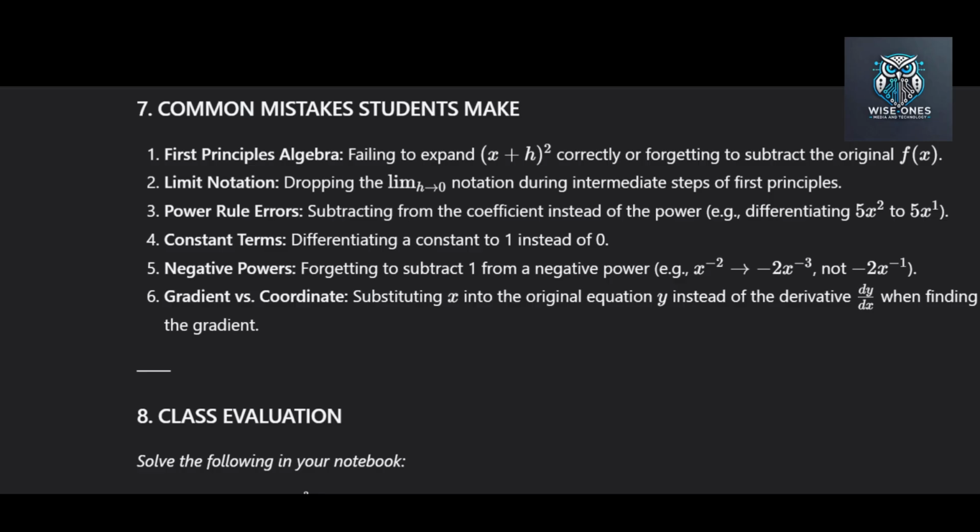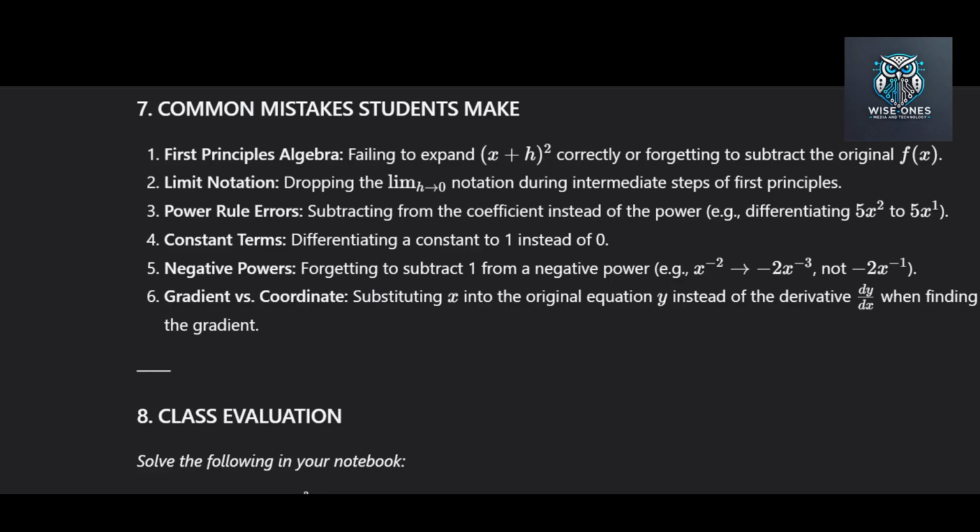Mistake number 4. Constant terms. Differentiating a constant to 1 instead of 0. Correction. Constants disappear. They become 0. Mistake number 5. Negative powers. Forgetting to subtract 1 from a negative power. For example, x to the power of negative 2 becomes negative 2x to the power of negative 3, not negative 2x to the power of negative 1. Correction. Negative 2 minus 1 is negative 3. Count backwards on your fingers if you need to.